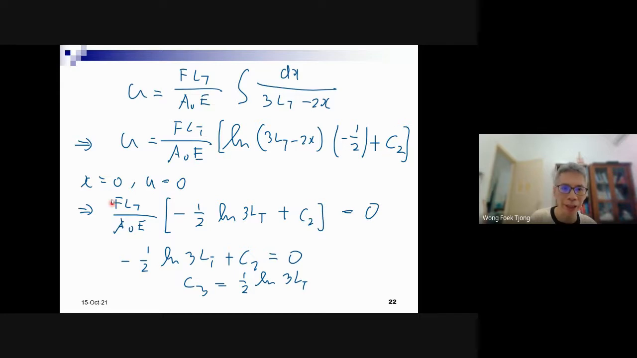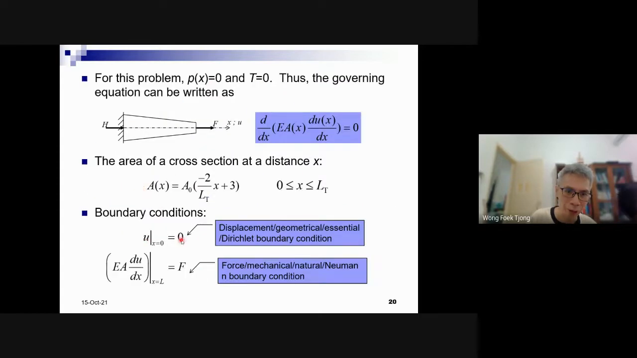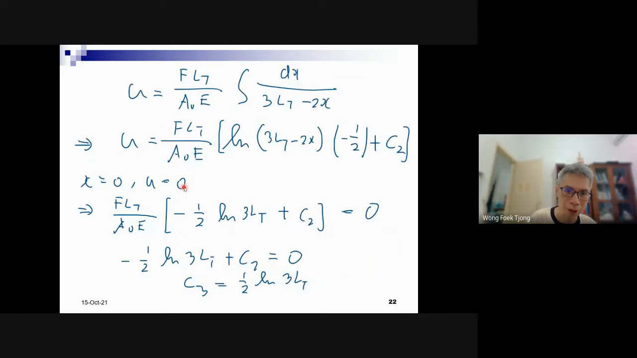The boundary condition is at the left end, x = 0. At the left end, u is equal to 0. Putting x = 0 here, this is the natural log of 3LT, times minus 1/2 in front, plus C2, and this at x = 0 is equal to 0. From this we get the equation. So this factor should be 0, right? Because this is not 0. This is force, length, area, and E not 0. It is a positive or negative number, depending on F. So from here we get C2.